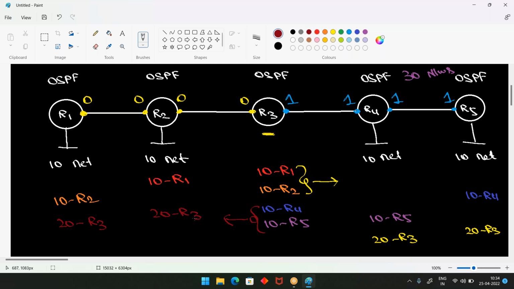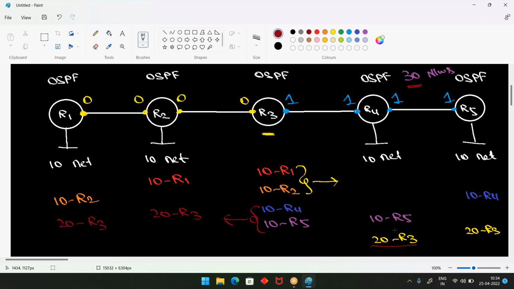But sir, what are you saying here? Again, in this R4 I can see the 40 networks. But this router, this device, can store only 30 networks. Again, this R4 will receive 40 networks. What are you saying here? Okay, check this, guys. Please try to understand.